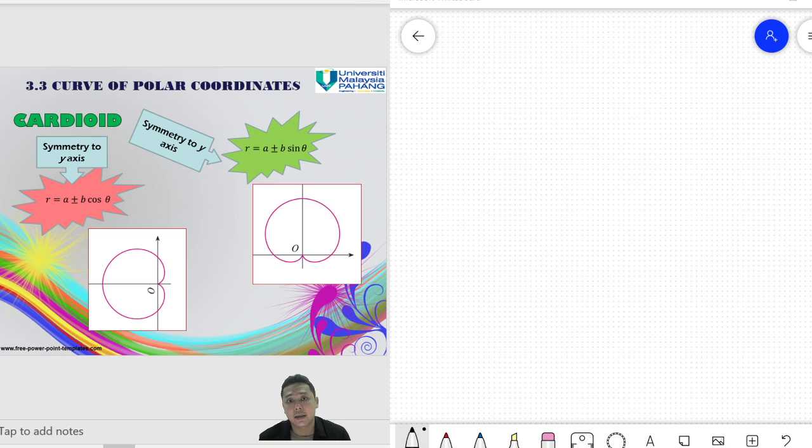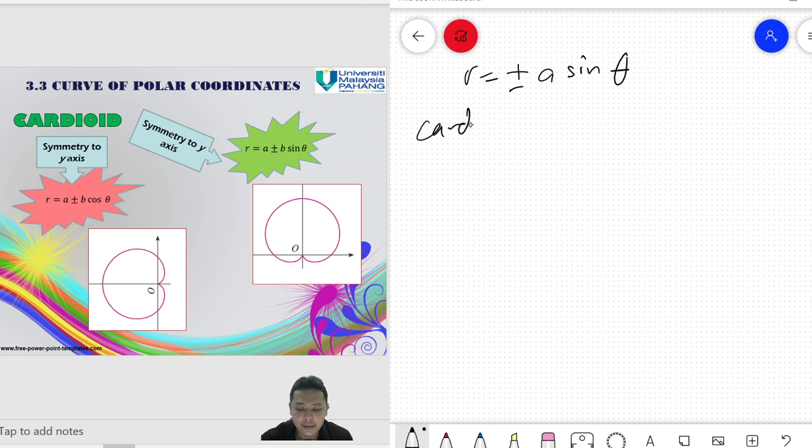All right, now we move forward. This one is cos, but let me start with sine first. The previous one we discussed was plus or minus a sin theta, which ends up as a circle along the y-axis, where the center and the point a will be on the y-axis. This is a cardioid, and the basic form is a plus or minus b sin theta. You add a here.